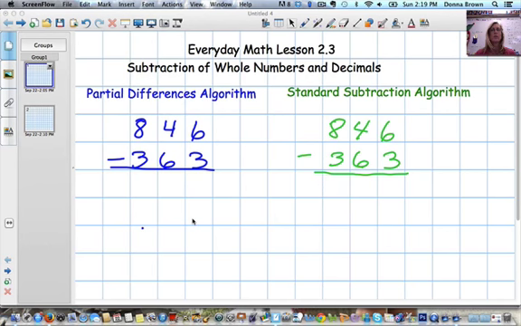So lesson 2.3 is a review of subtraction of whole numbers and decimals. Again, I'm going to review the partial differences algorithm for subtraction and then review the standard algorithm. For partial differences, we'd start again at the highest place value. In this case, it's the hundreds place, and do the subtraction. So 800 minus 300 is 500.